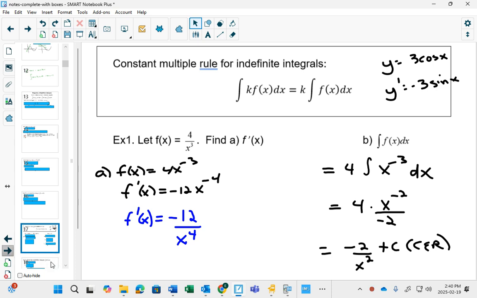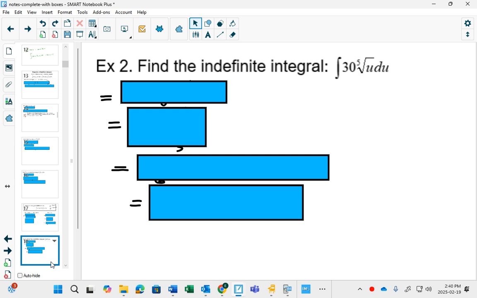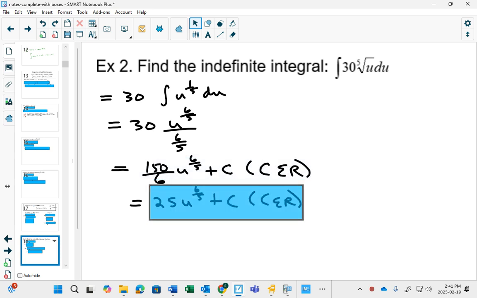Maybe you tried the next one already on your own. If you want to write it out, I will put up the answer in a second. Check. How did you do? And you wouldn't have to simplify.